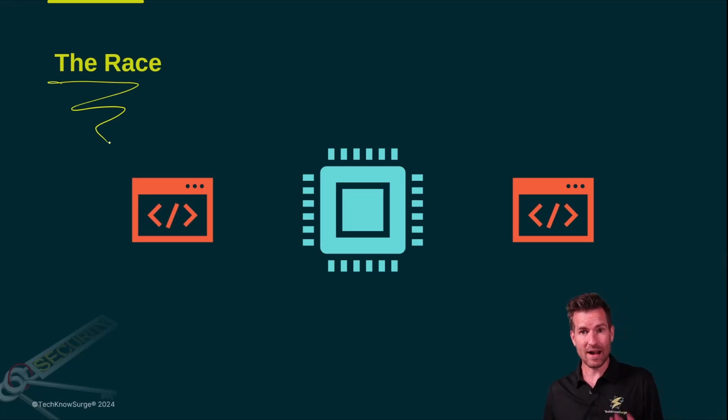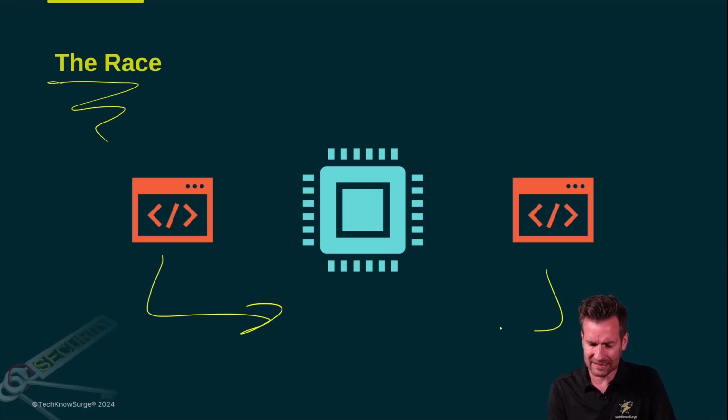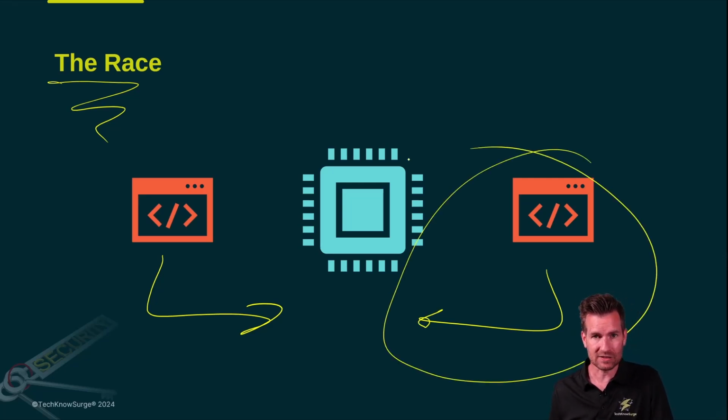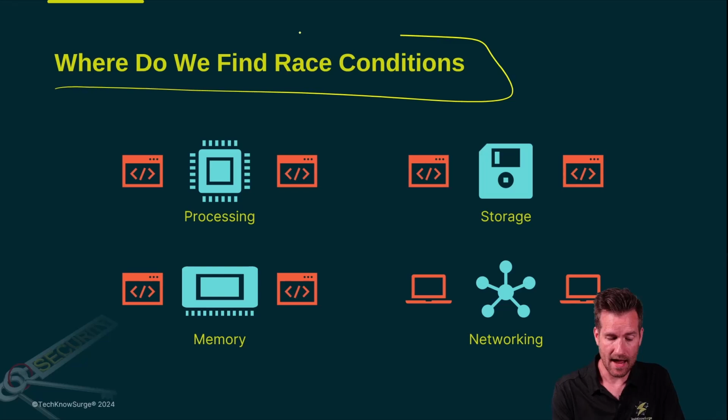Now, race conditions can take many different forms, but one thing we can think about when it comes to the name race condition is that you can think of it as multiple programs or processes racing to get their processing done first. So where are some of the places that we see this?